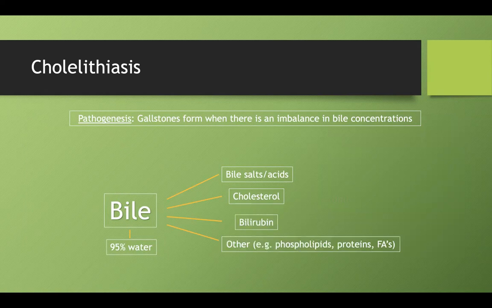So I want you to view this as a scale between water and bile salts, helping to dilute the bile and decreasing your risk of gallstones, versus these other compounds, cholesterol and bilirubin, which is going to concentrate the bile and increase your risk of gallstones. So there's kind of this back and forth between those two compounds versus the other two.